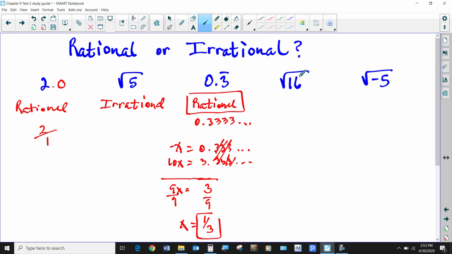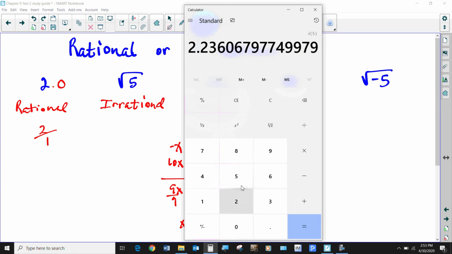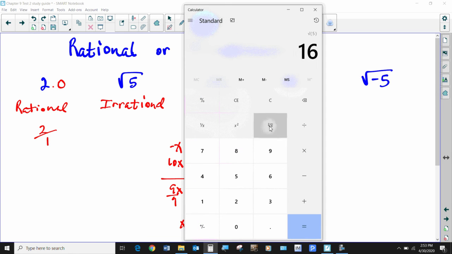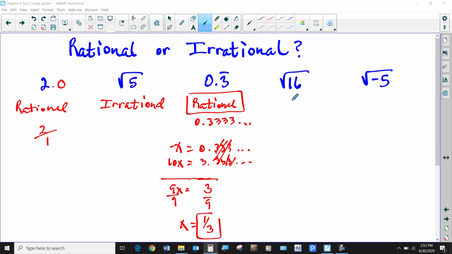The square root of 16, well, that's a perfect square, right? So the square root of 16 is 4. And since 4 can be written as a fraction, 4 over 1, then this qualifies as a rational number.